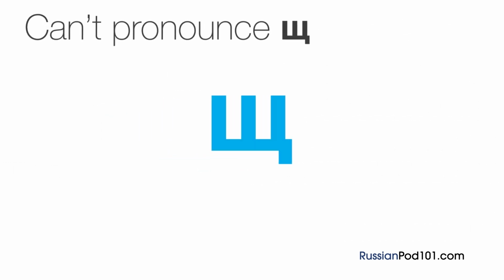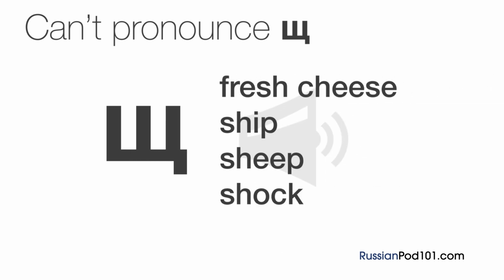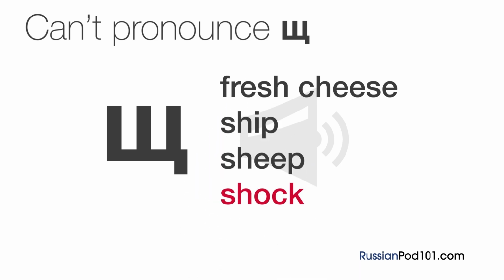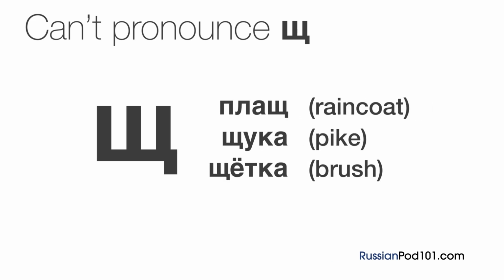Щ. This is another difficult sound for Russian learners. It should sound similar to the SHCH sound in the words fresh cheese, but a little softer, or like the SH in the words ship or sheep. Be careful though, because it's not the same as the sh in shock. The sh in ship forces the tongue to be raised higher than in words like shock. Listen carefully to the way that Katya pronounces this consonant.